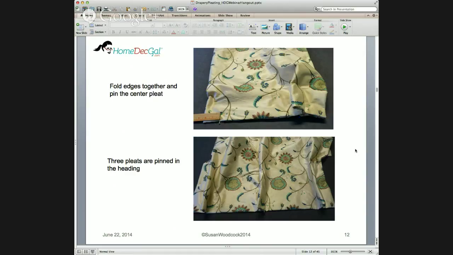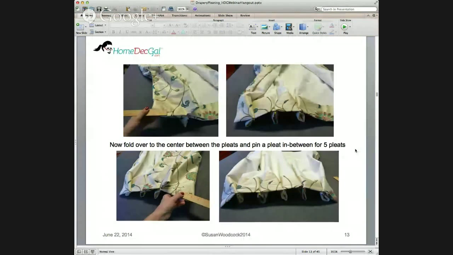Fold the whole thing to the center, because it's 5 pleats. You're going to have one in the center, and measure over 2.5 inches on the fold. That'll give you a 5-inch pleat, and pin it. So now you have 3 pleats pinned into the heading. And some people like to use binder clips or other kind of clips instead of pins. I'm an old-fashioned pin kind of girl. Now fold to the center between those pleats and pin a pleat in between, a 5-inch pleat, for 5 pleats.